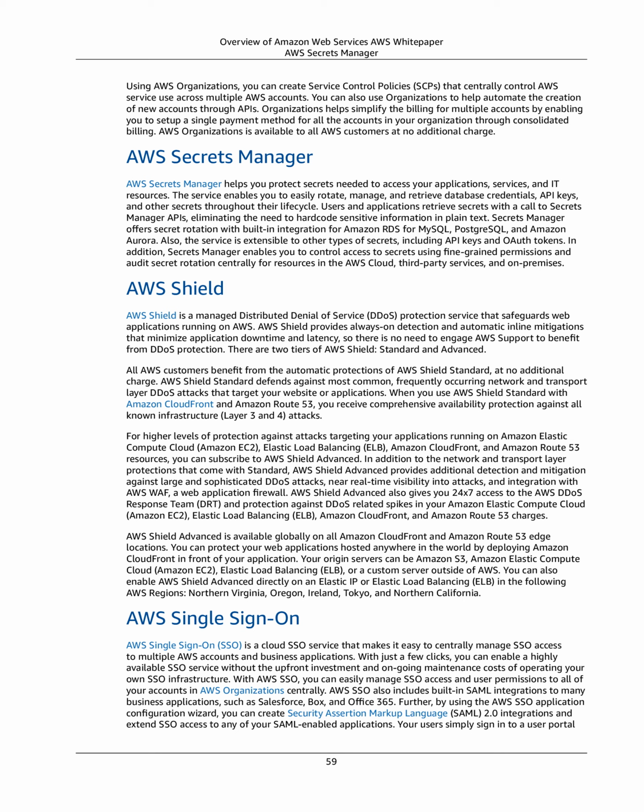You can protect your web applications hosted anywhere in the world by deploying Amazon CloudFront in front of your application. Your origin servers can be Amazon S3, Amazon Elastic Compute Cloud, Amazon EC2, Elastic Load Balancing, ELB, or a custom server outside of AWS. You can also enable AWS Shield Advanced directly on an Elastic IP or Elastic Load Balancing, ELB, in the following AWS regions: Northern Virginia, Oregon, Ireland, Tokyo, and Northern California.